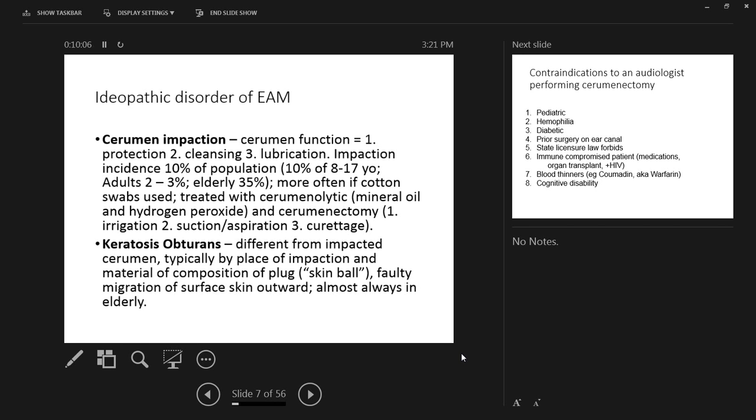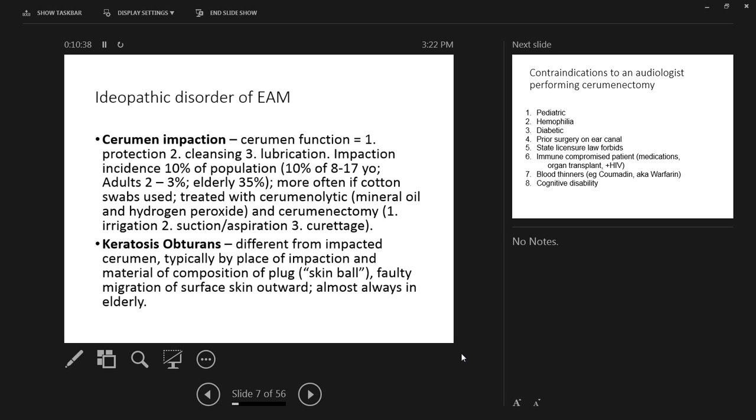So ways that it's treated are with a ceruminolytic. Typically that's just mineral oil and hydrogen peroxide, like 50-50. The mineral oil is to lubricate and soften up the wax. The hydrogen peroxide breaks down the proteins in the cerumen so that it's more liquidy. Then there's performing ceruminectomy, which we're going to talk about in a second.